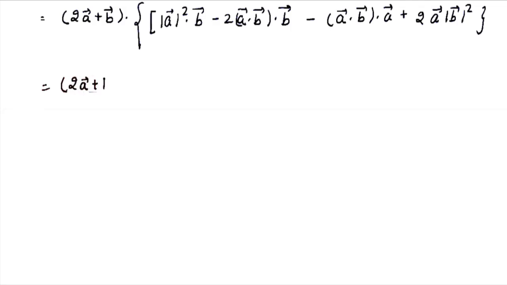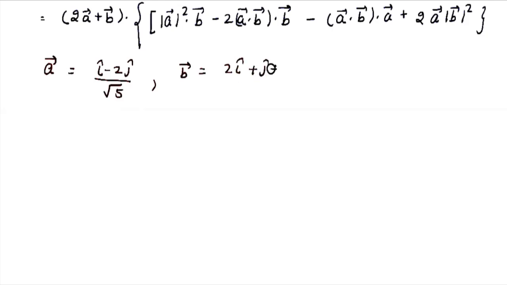vector plus B vector. Here we know that first we have to find the value of magnitude A vector and magnitude B vector. Also we have to find A vector dot B vector value. The value of A vector given in the question is I cap minus 2j cap divided by under root 5. The value of B vector given in the question is 2I cap plus j cap plus 3k cap. In the denominator we have under root 14.